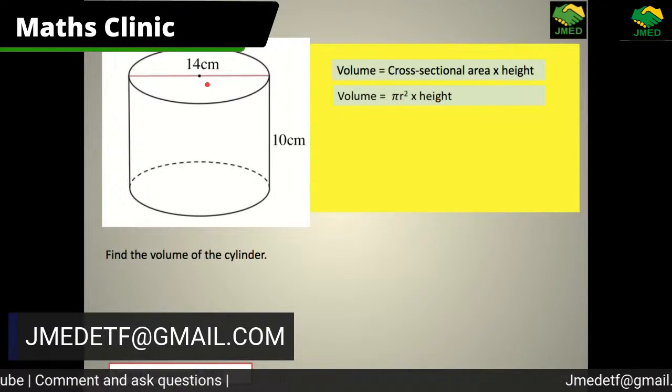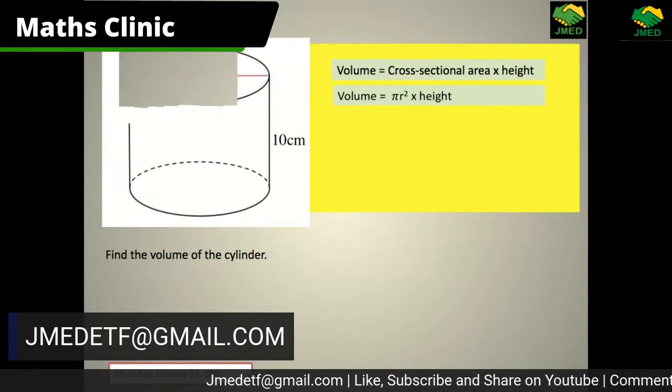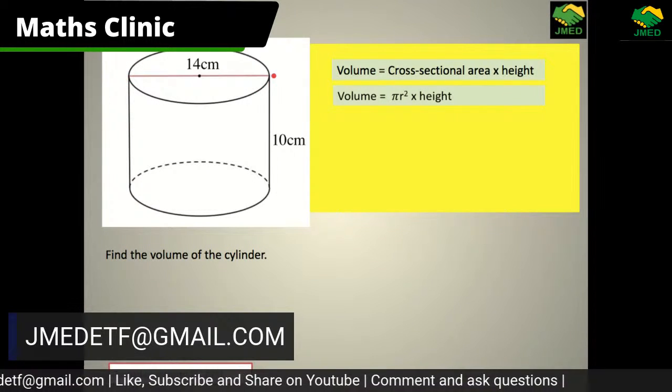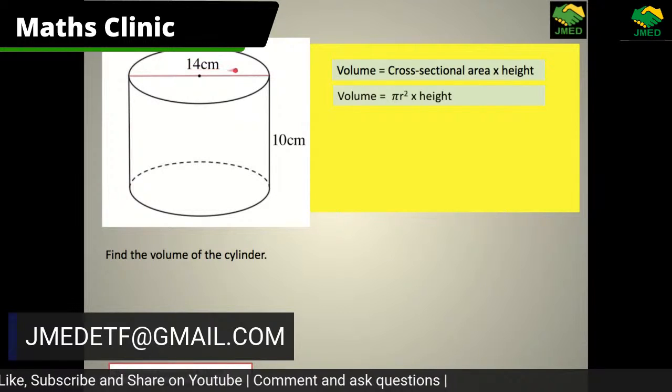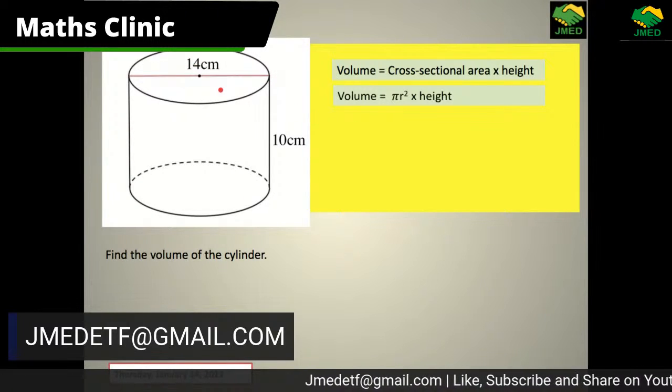Now, notice in this diagram, we're seeing the diameter. How do we know? It goes all the way across and it goes through the center. That dot represents the center of the circle. So we know it's a diameter. We also know the relationship between the diameter and the radius, because the radius is really the distance from the center to the edge. So if the diameter is 14, it means the radius is 7.